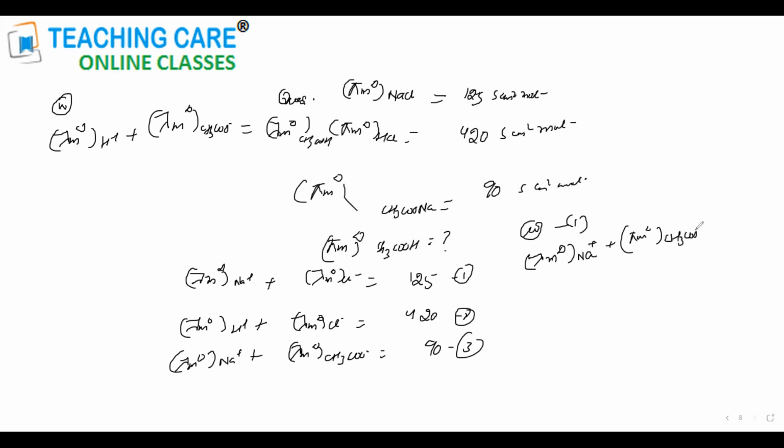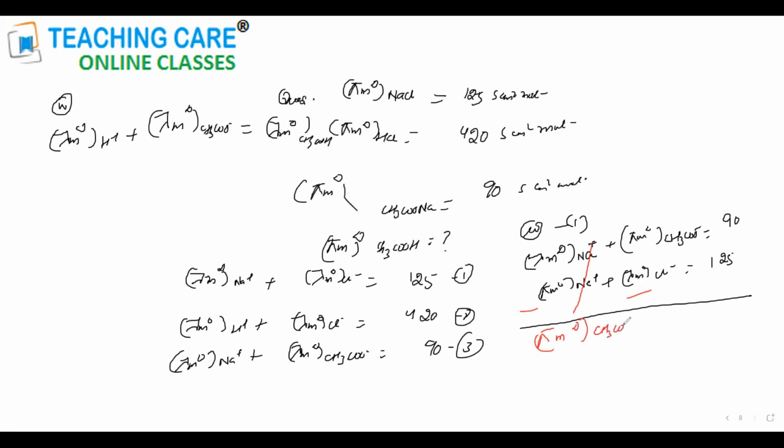Yes, so CH3COO minus plus Na plus is 90, and minus Na plus plus Cl minus is 125. When you subtract, what happens? This is minus, this is minus, and the Na plus gets cancelled out. So it will be molar conductivity of CH3COO minus minus molar conductivity of Cl minus equal to minus 35. Okay? Got it?